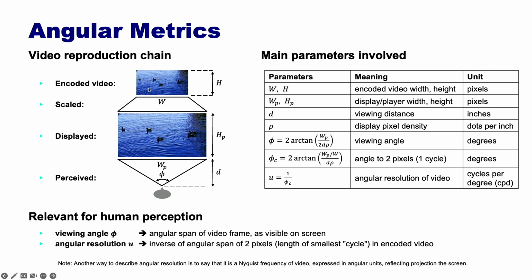We have a video of W by H pixels, which is upscaled to fit the display or the player size of WP by HP, and then we have the phi. And then we have angular resolution, which is the Nyquist frequency of the video that was encoded and delivered. Again, the formulas are mentioned here, and they are also in the paper, so you can have a look.